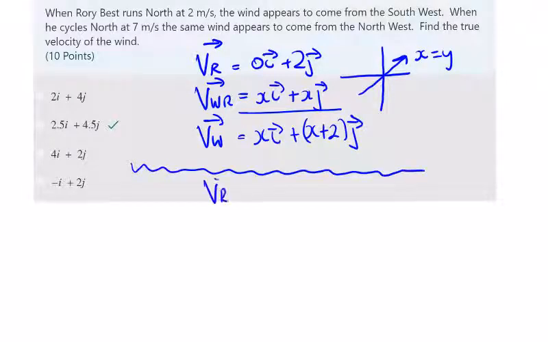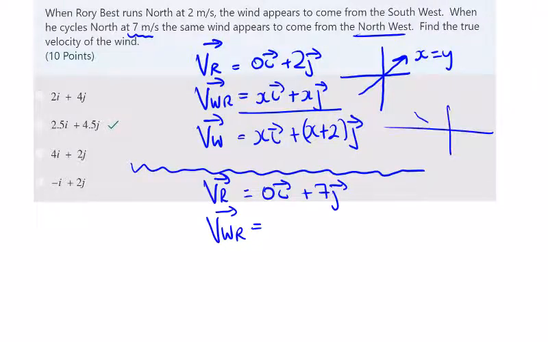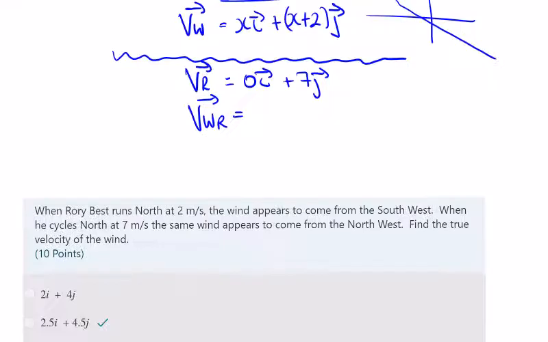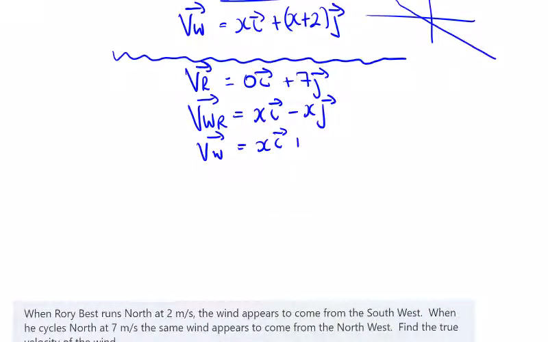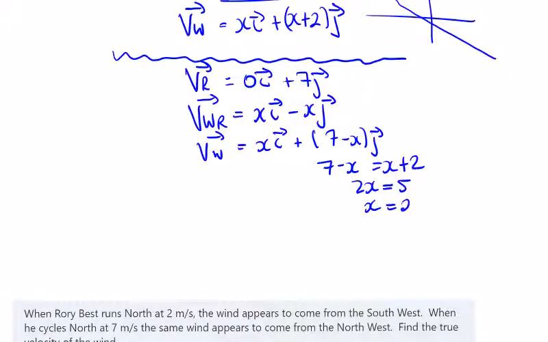When he cycles at 7 meters a second, his velocity is 0i plus 7j. The wind relative to Rory appears to come from the northwest again, so we can say positive, negative, so xi minus xj. So the velocity of the wind is equal to x in the i direction plus 7 minus x in the j direction. So we can say that 7 minus x is equal to x plus 2. 2x is equal to 5. x is equal to 2.5.